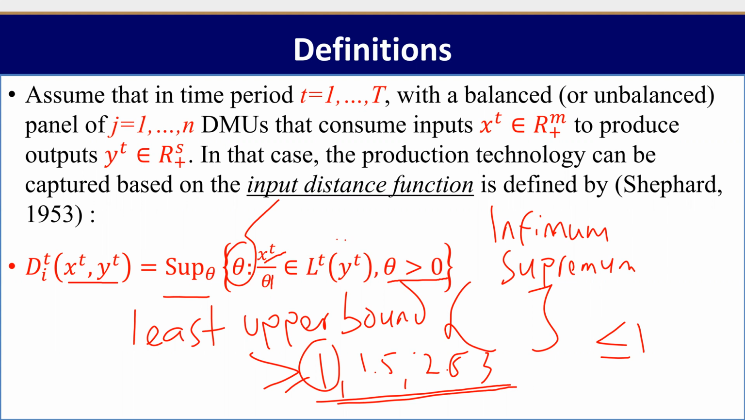What about this? This is an input requirement set, or the isocost. Okay, this L(T) is an isocost with a given output that you have. All right. So this is how you explain some of these things.